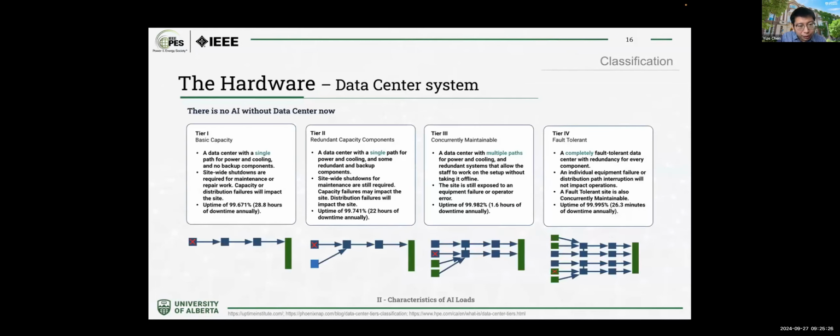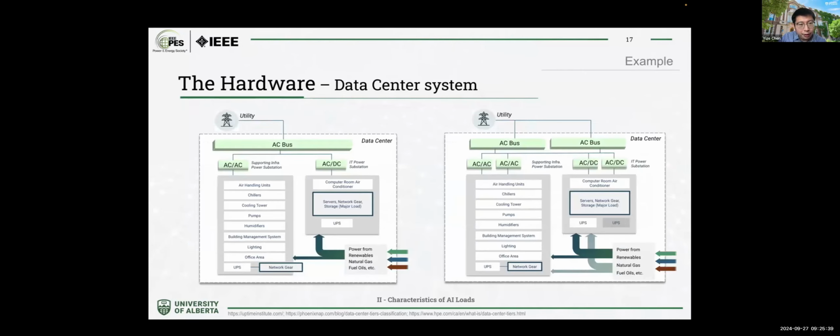There are several tiers of data centers, and today we are more in tier 3 and tier 4. We want them to be fault tolerant, and the data center also needs to work reliably using electricity. Designing a data center is not only about the GPU or the CPU; it's more like a whole system with air handling units, chillers, and UPS, which stands for uninterruptible power supply, and also integration from renewable or other grid generation.